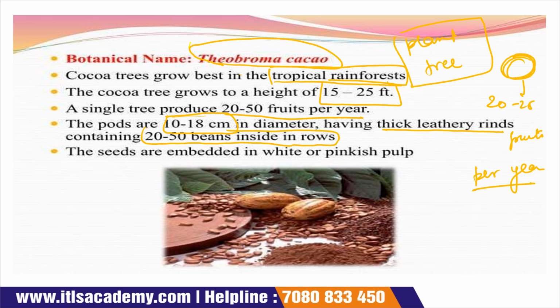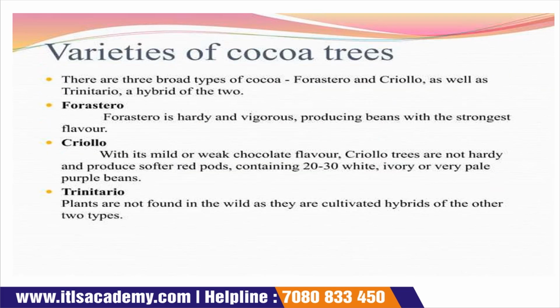Each pod has a thick leathery rind, and this rind contains around 20 to 50 beans in each row. These seeds are totally embedded in white or pinkish pulp. The pulp is present inside the rind, and its color is either white or pinkish. Now come to the next slide.